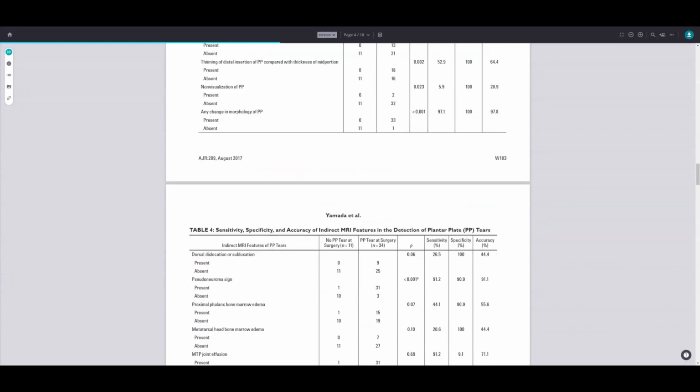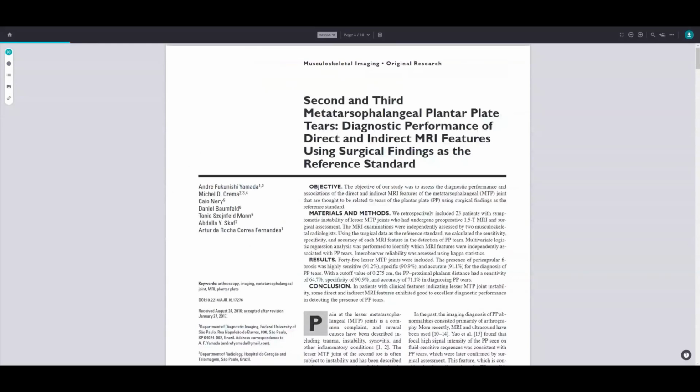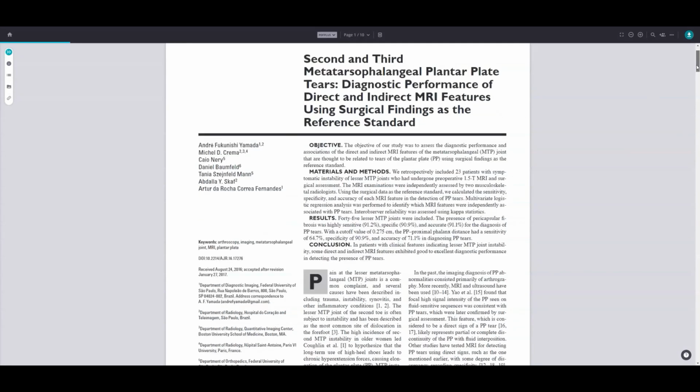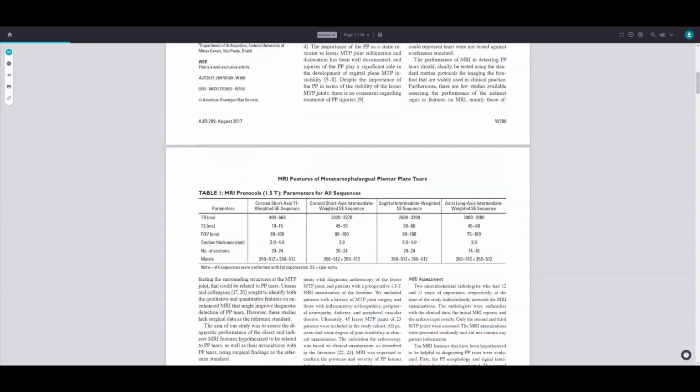And this is a great article out of AJR from 2017, second and third MTP plantar plate tears, by Yamada and their group. Amazing work that really, I think, put plantar plate imaging on the map as something that you will find most radiologists reporting, whether or not the plantar capsules are intact, and picking apart that you need excellent quality in order to see these structures.